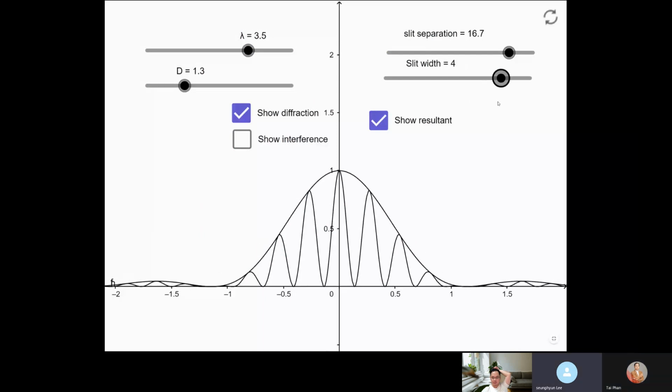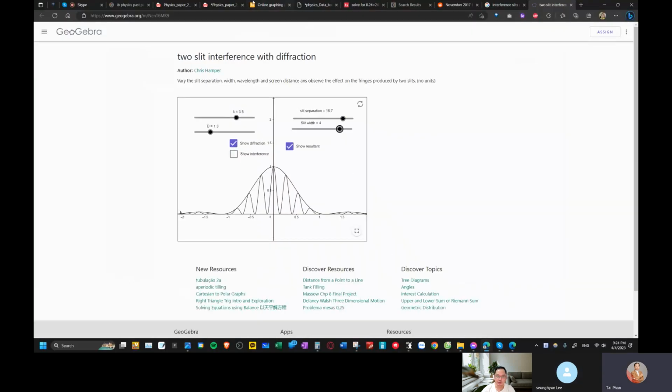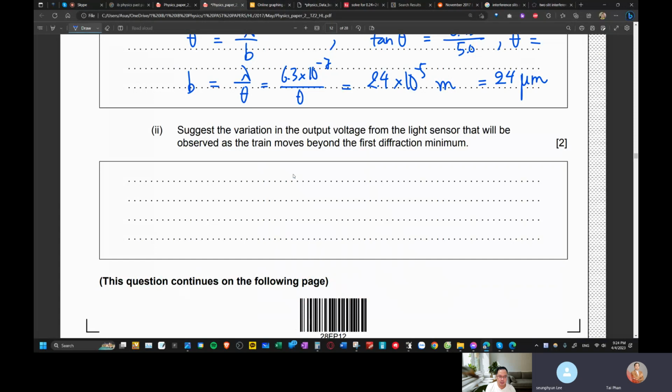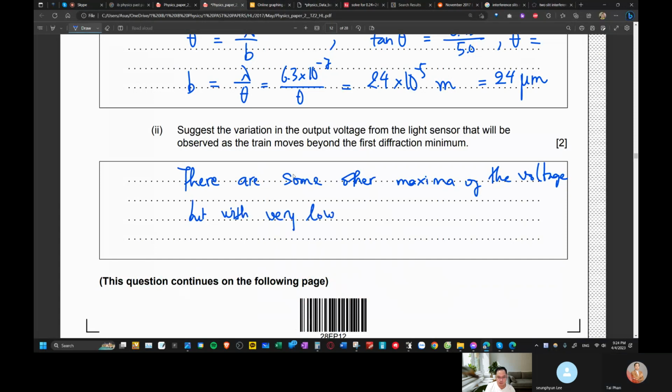Okay. Yeah, so it's about memory also. There will be some other maxima of the voltage displayed on the monitor, but with very low values or intensity, very low values, just like that.